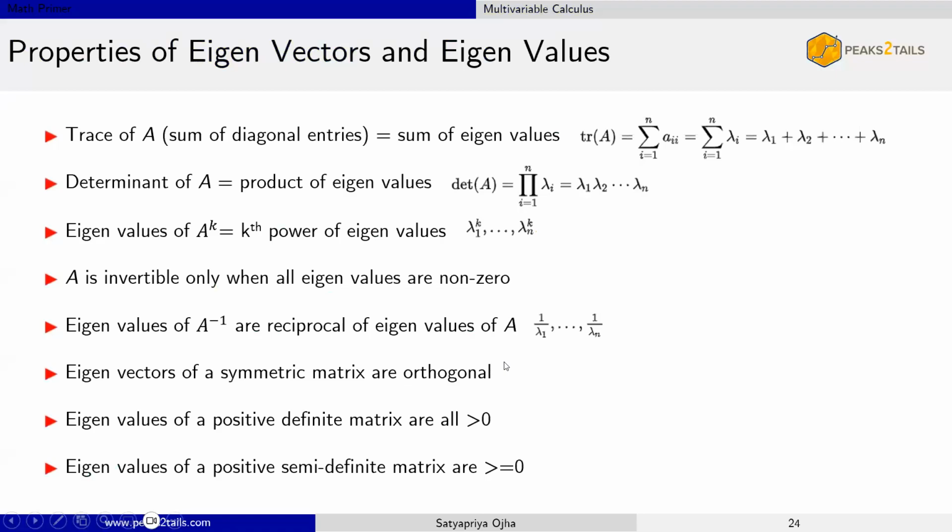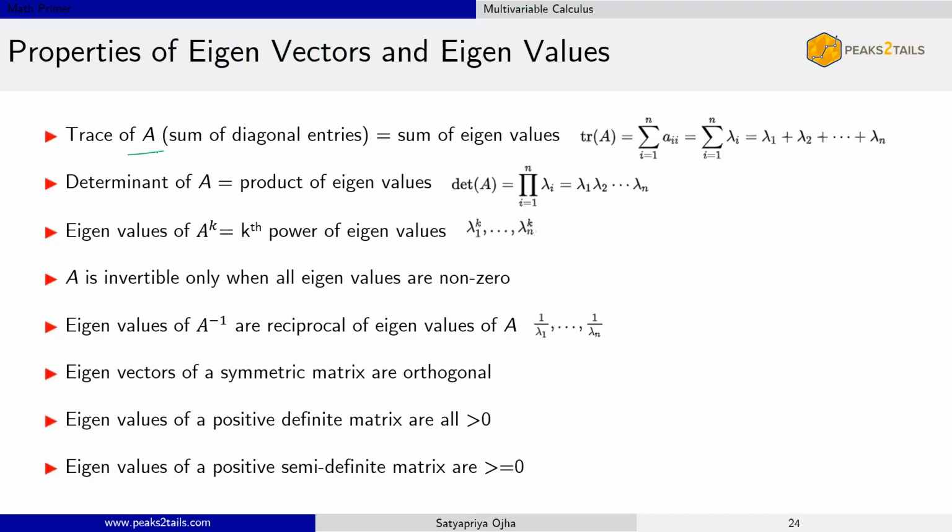Yes. Some very important properties of eigenvalues and eigenvectors. We will use them sometime later, a few of them, not all of them. We have something called the trace. The trace of any matrix A is the sum of the main diagonal entries. Trace is also the same as the sum of eigenvalues.